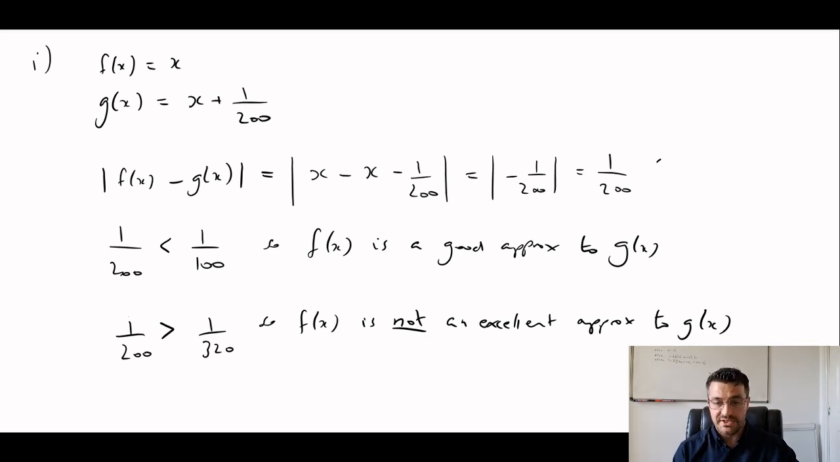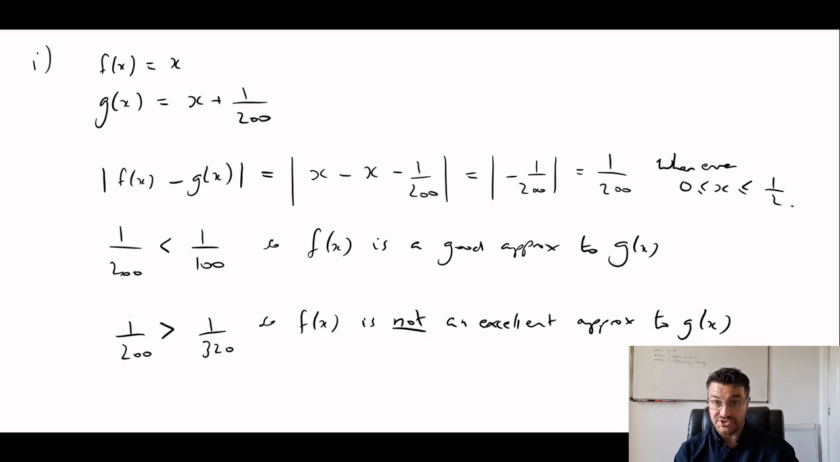We've also got that other condition, remember, that 0 is less than or equal to x is less than or equal to a half. Maybe I should put that in here. So modulus of f of x minus g of x is equal to 1 over 200, whenever 0 is less than or equal to x is less than or equal to half. Now, it actually holds for all x, but this is part of the definition.